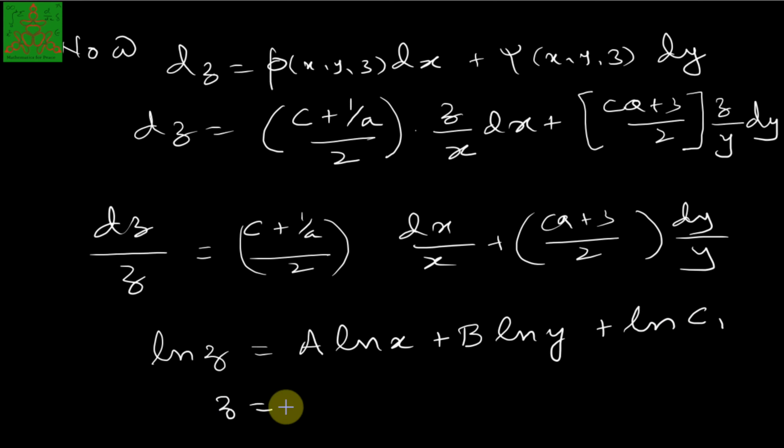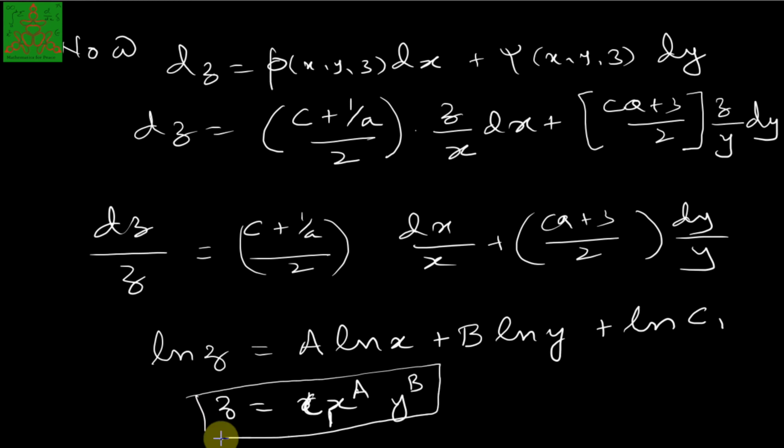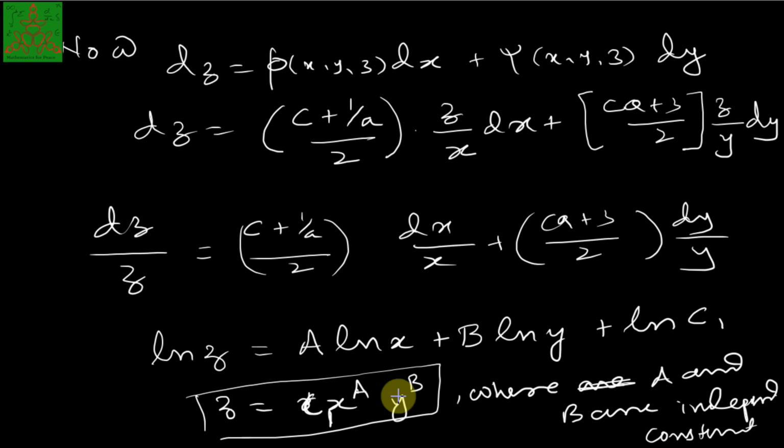So z is equal to c1 x power a y power b is the final answer you will have, where a and b are dependent, because the values of a and b depend on c, and the value of c depends on a. And this is a two parameter family of surfaces, which is the solution of the given differential equation.